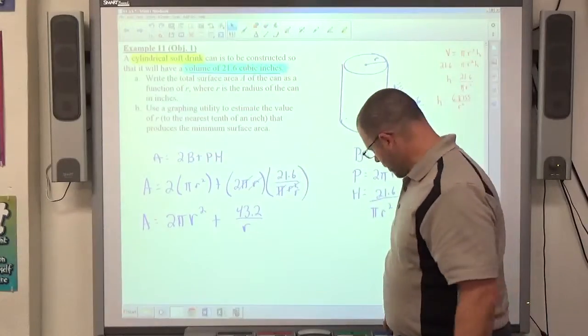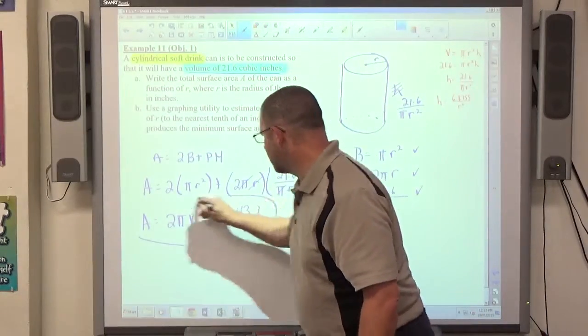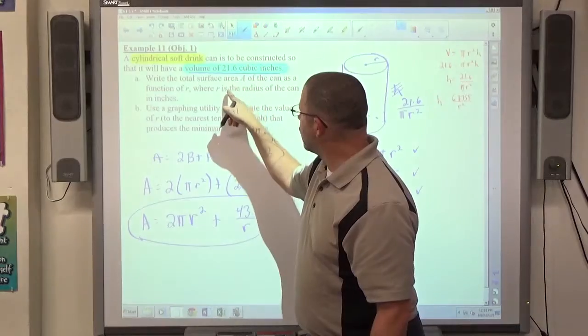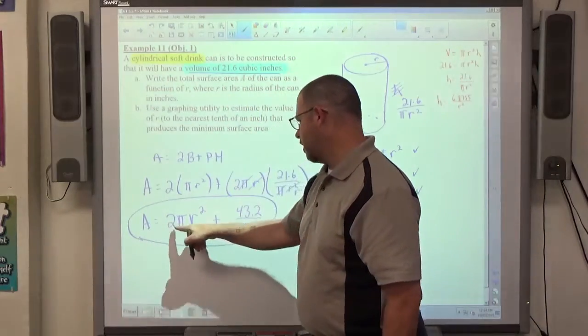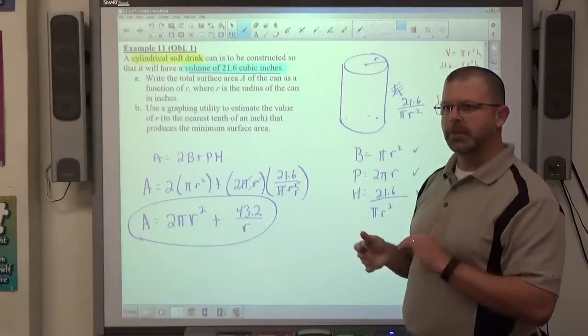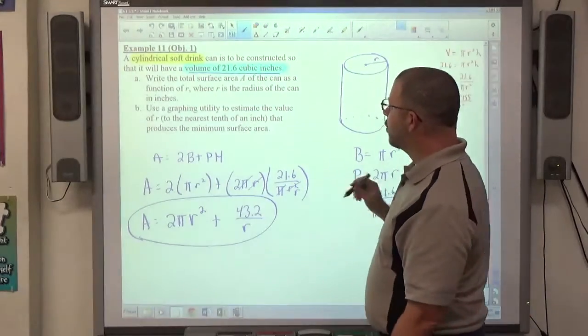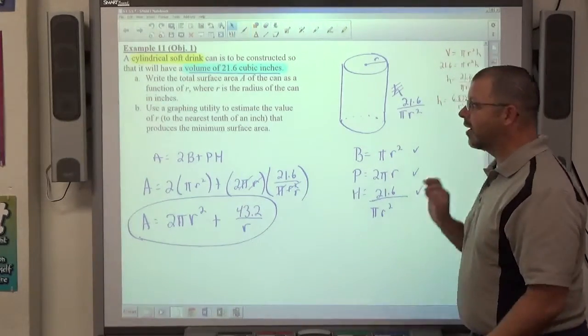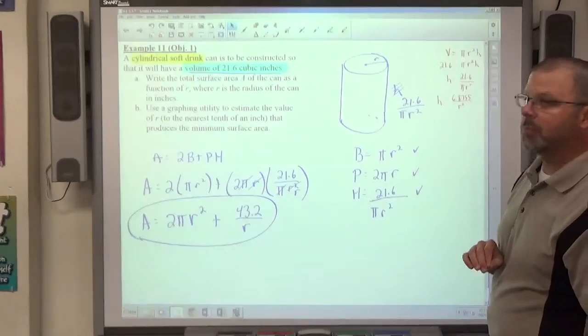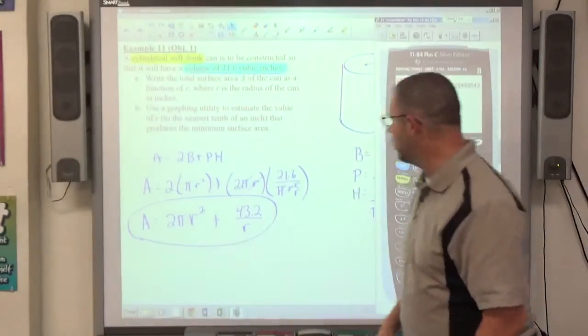That's the end of part A, there's my surface area formula, surface area in terms of r. So surface area A equals a bunch of r stuff, done. Part B: use a graphing utility to estimate the value of r, rounded to the nearest tenth of an inch, that produces the minimum surface area. So we want to know what the radius should be.